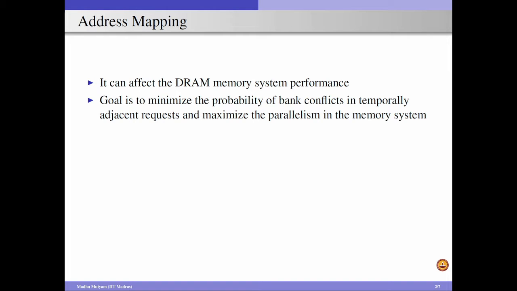Consider a scenario where you map the consecutively addressed cache lines to the same row in a bank. When the first request comes to the DRAM device, we activate the row so that the subsequent requests can get a hit from the open row. As a result, we can exploit the row buffer locality, and that improves the performance.